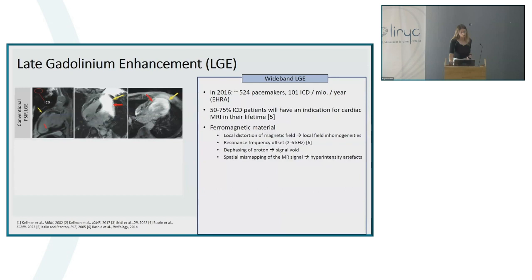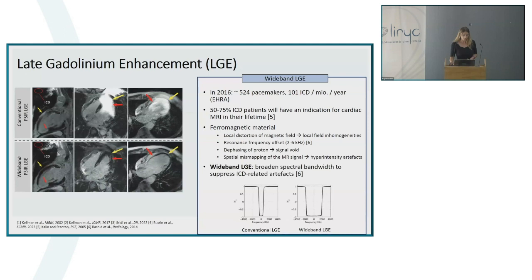Now, if we apply phase-sensitive inversion recovery in patients with a cardiac device such as a pacemaker or defibrillator, there will be some local field inhomogeneities because this is a ferromagnetic material, and we will lose some signal around the device. We will also get some hyper-intensity artifacts, as you can see on the images at the top, because of the spatial mismapping of the MR signal.